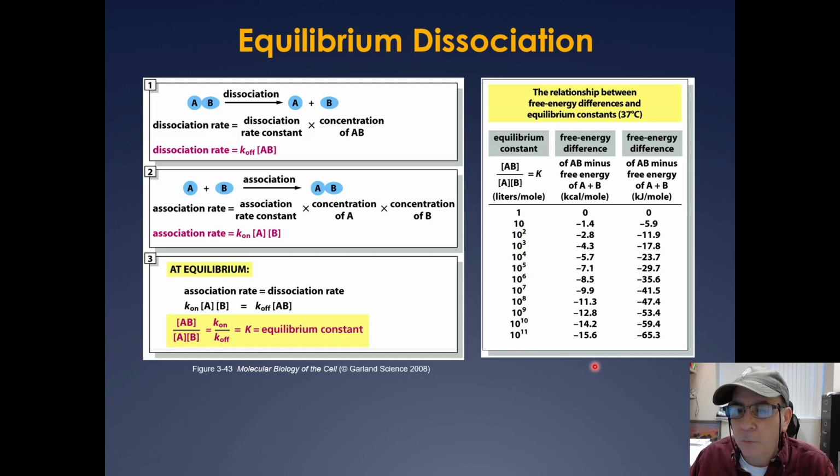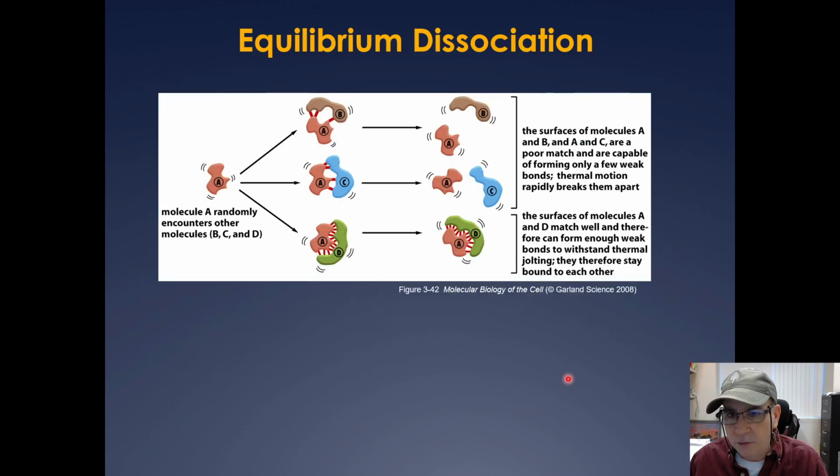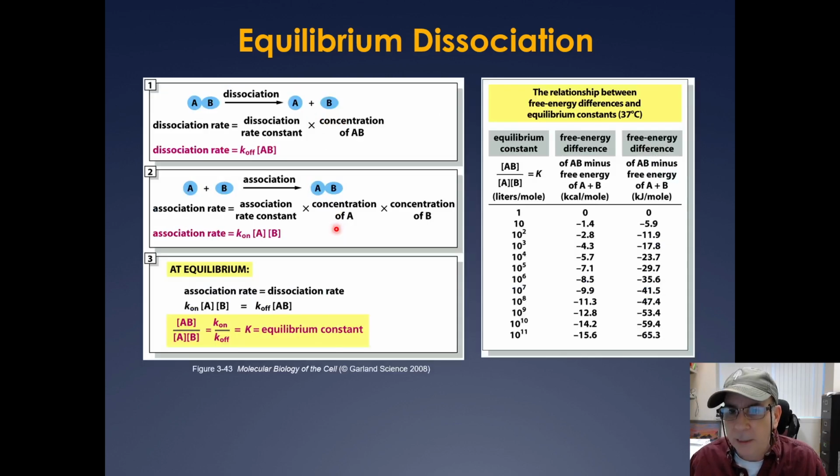No need to necessarily memorize this, just understand equilibrium dissociation. If you understand it in the big picture, the more non-covalent interactions, the higher the affinity and the higher the equilibrium constant that's going to come out. That's what I really want you to know.